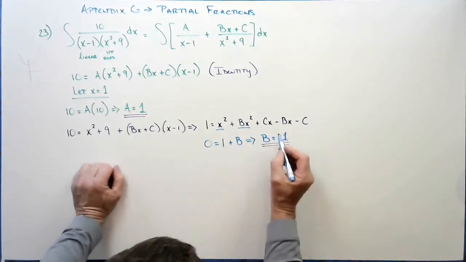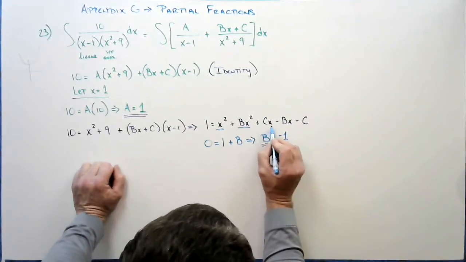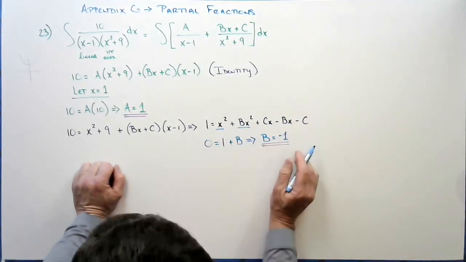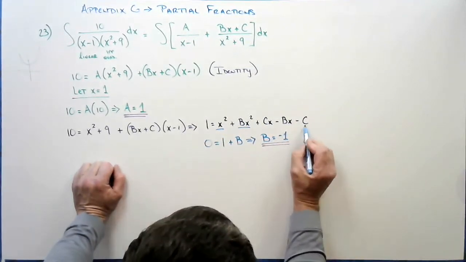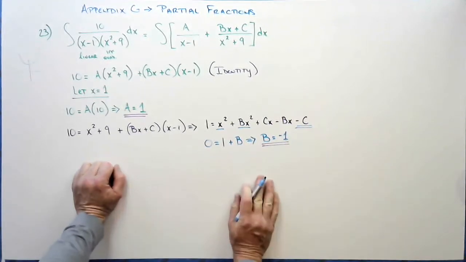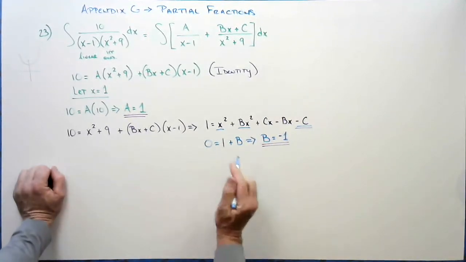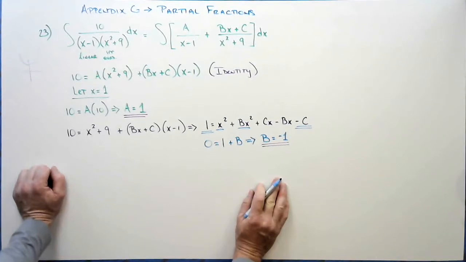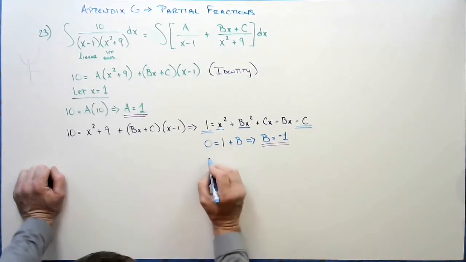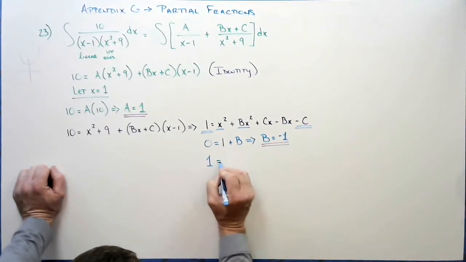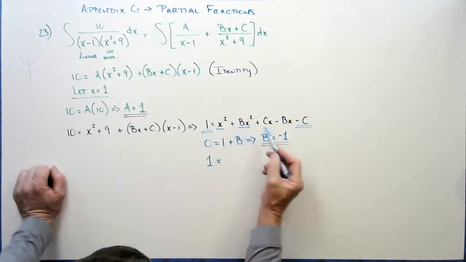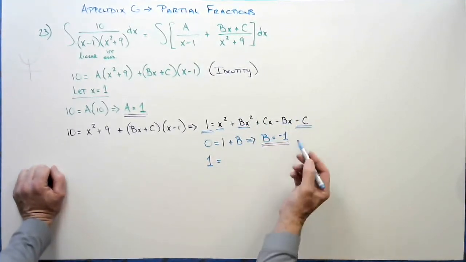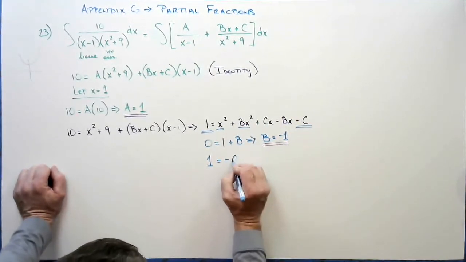Now, if we take a look at our constants, I'm going to choose the constants. The only constant here is minus C. On the left-hand side, we do have a constant. We have 1. So this says 1, the constant on the left-hand side, has to match the constants on the right-hand side, of which there's only minus C.